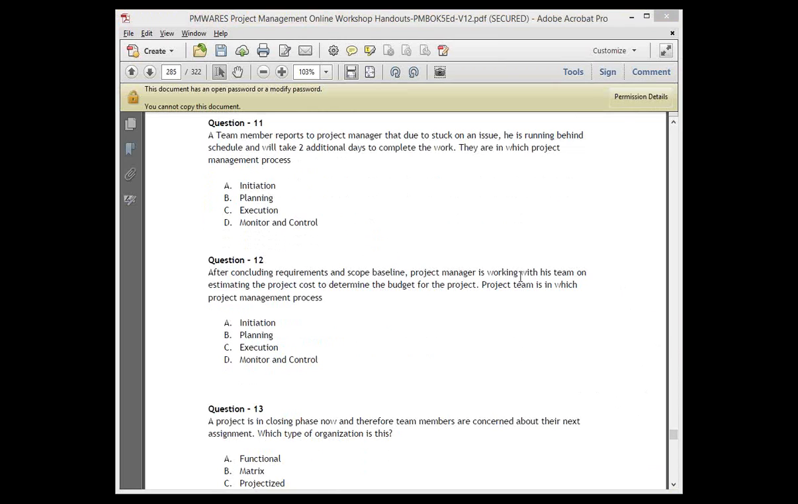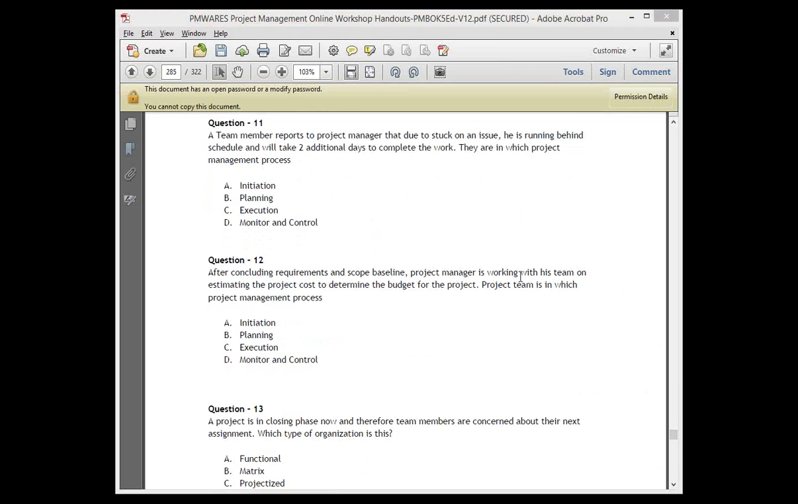So what is it saying? He is running behind schedule, which means he has compared. It's not just collected the data. And take 2 additional days. So monitoring means you have identified the variance, and the second step is the corrective measure, 2 additional days to complete the work. Therefore D is the right answer, because it's monitoring and control: you are measuring the variance and taking corrective measures.